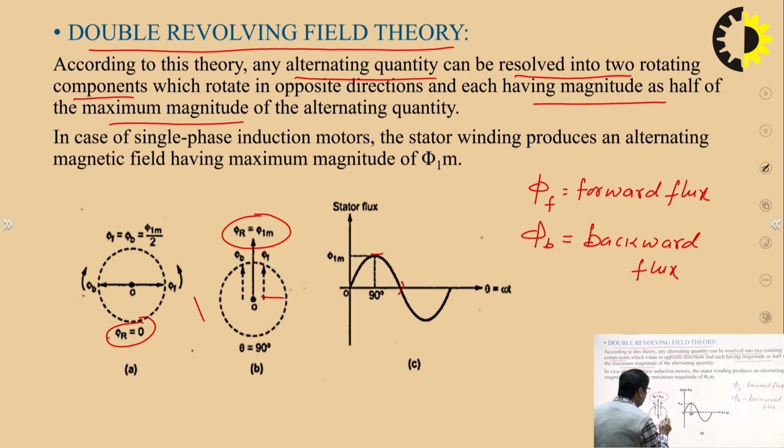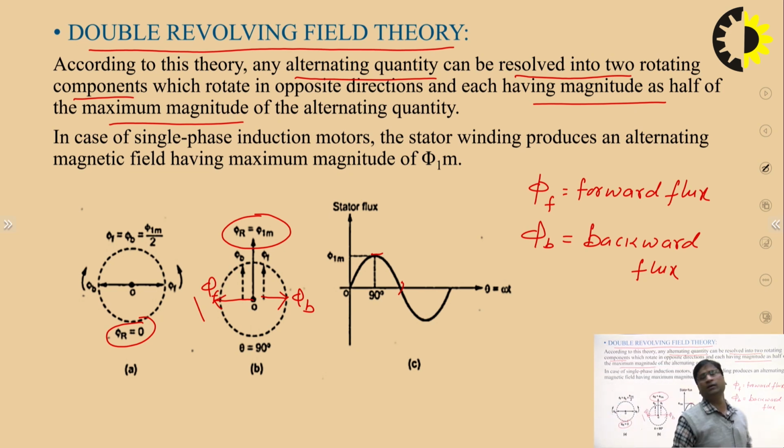Suppose this backward flux is at this position, that is phi b, and this forward flux is in this position, that is phi f. Again they are equal and opposite, so the resultant will be 0, and accordingly these fluxes are rotating in opposite directions with the same speed, that is omega. So we can conclude that the stator flux, which is an alternating quantity, can be resolved into two fluxes, forward and backward, rotating in opposite directions.